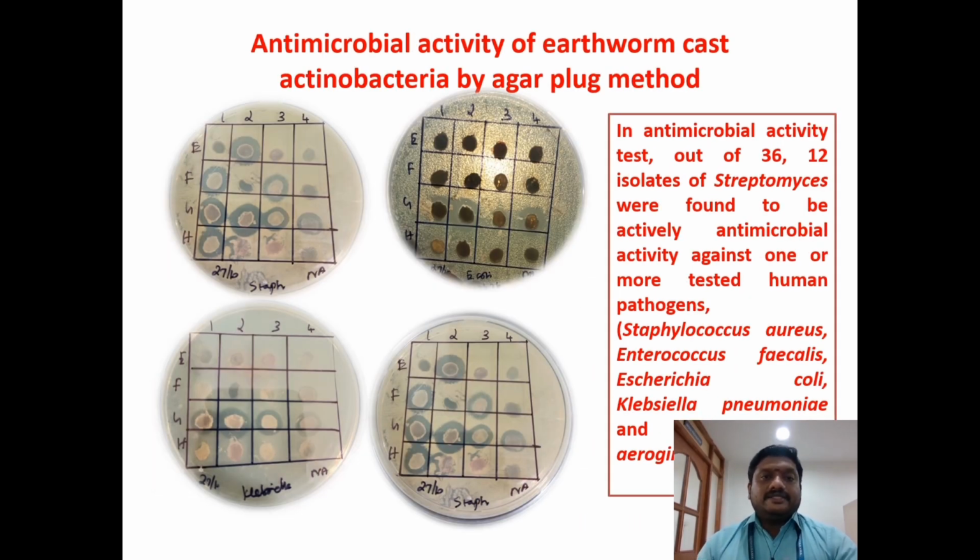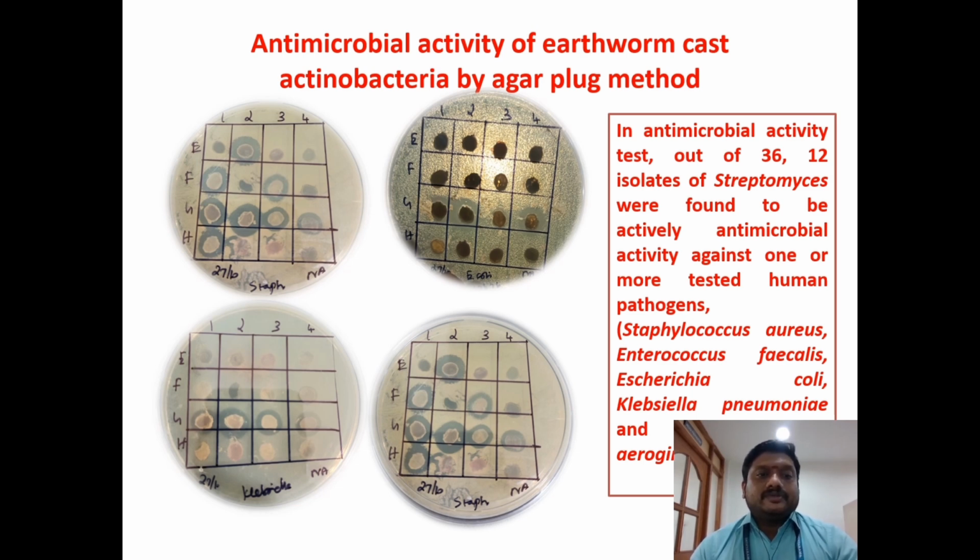And after the isolation, we have done the antimicrobial screening of earthworm cast actinobacteria by the method called agar plug. In that, we have screened the 36 actinobacteria for antimicrobial activity using human pathogens like Staphylococcus aureus, Enterococcus faecalis, Escherichia coli, Klebsiella pneumoniae, and Pseudomonas aeruginosa. You can see, after incubation, zones of inhibition around the agar plug.